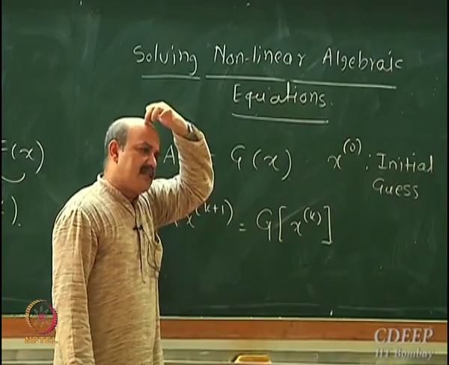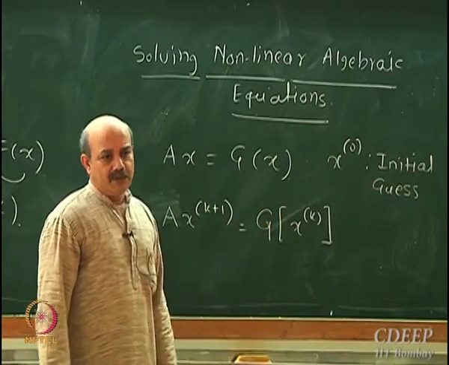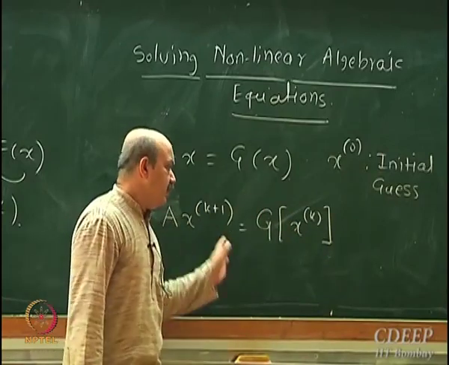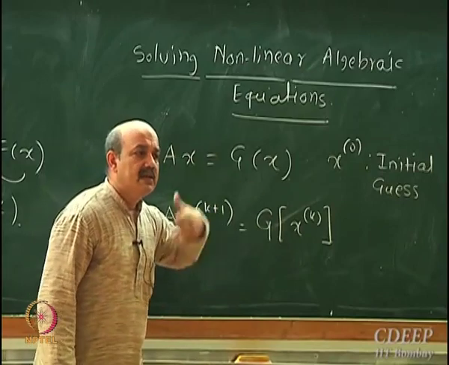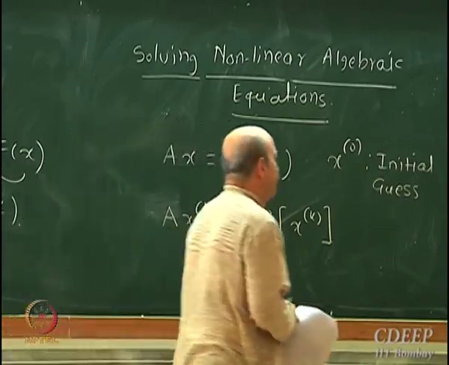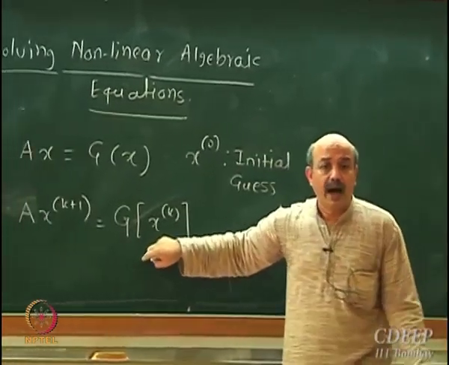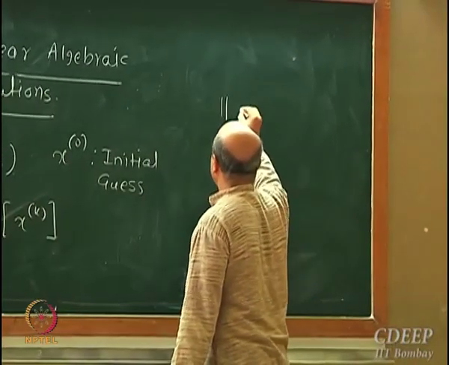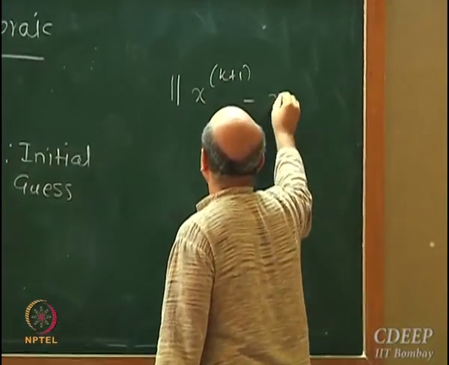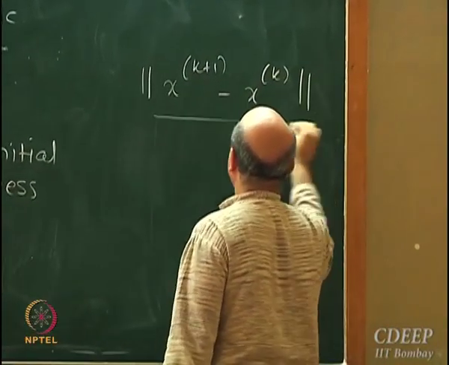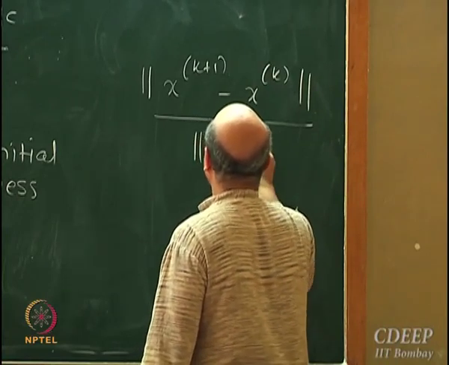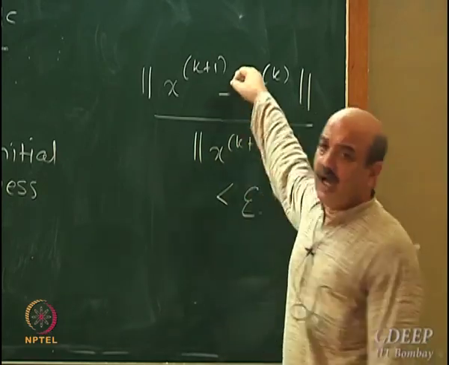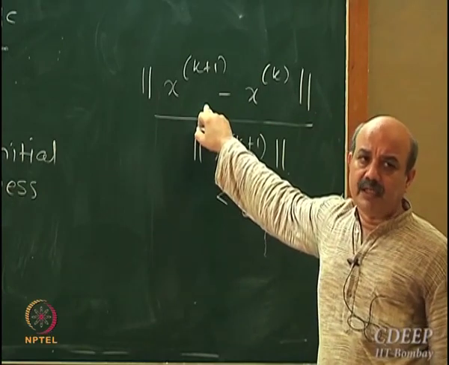Then I can solve for xk plus 1 using any method for Ax equal to B, Gaussian elimination or Gauss-Seidel method or whatever. So this will generate an iteration, and when do you terminate? What is the advantage of doing this? I am not computing the Jacobian. So I will terminate my iterations when xk plus 1 minus xk is less than some epsilon. I will terminate when this becomes less than epsilon.